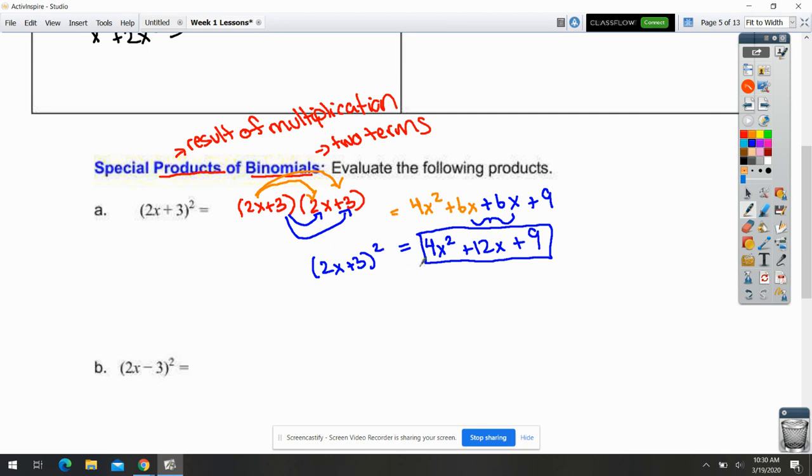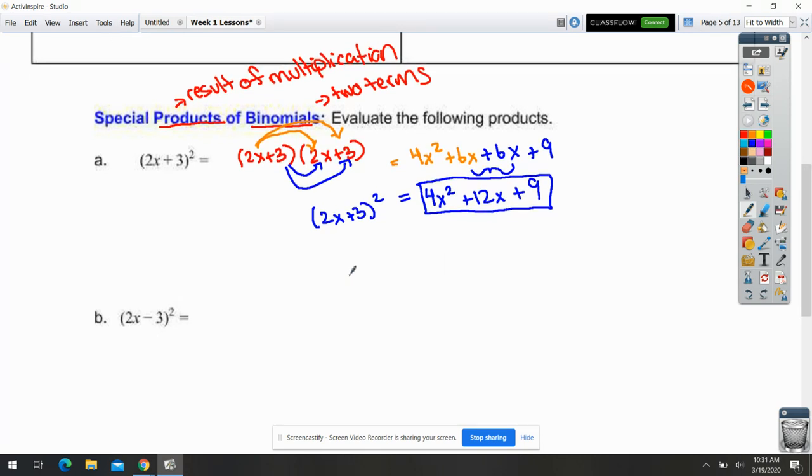So remember, 2x plus 3 squared is equal to this. This is just multiplied out. So these are two equivalent expressions, just in different forms. Okay? Just to get you to see that they are the same. So let's move on to number 2.